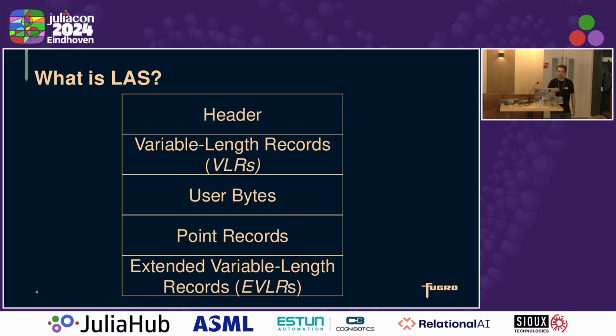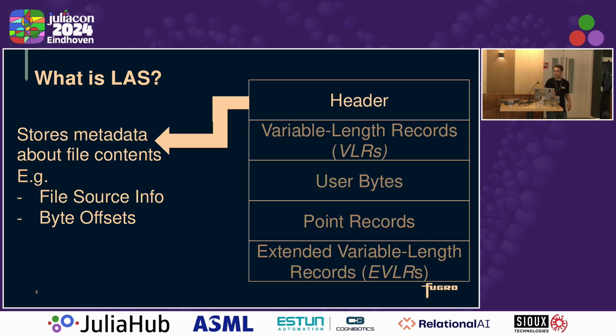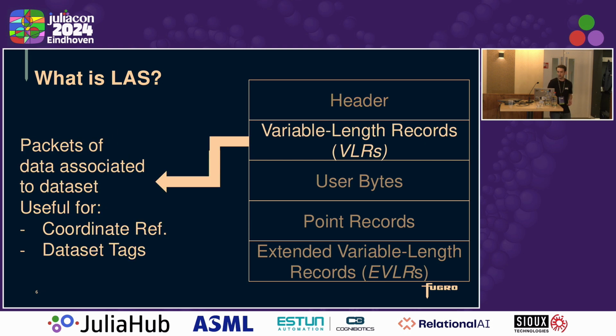So the LAS file itself looks something like this. LAS is a specification for how to order this file, and it's gone through a few iterations. The current latest version is LAS spec 1.4, which is the one that we provide support for in LASDatasets, with some legacy formats as well. It's split out into these sections. The first bit is the public header block. This, like other files, stores metadata about the file contents, things like file source information or byte offsets to different quantities.